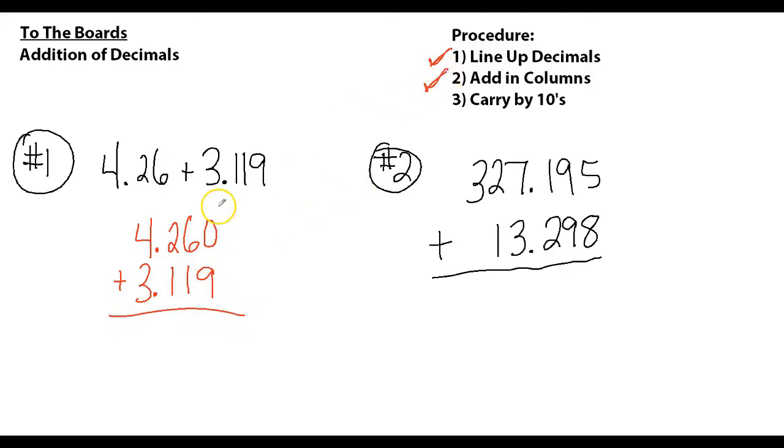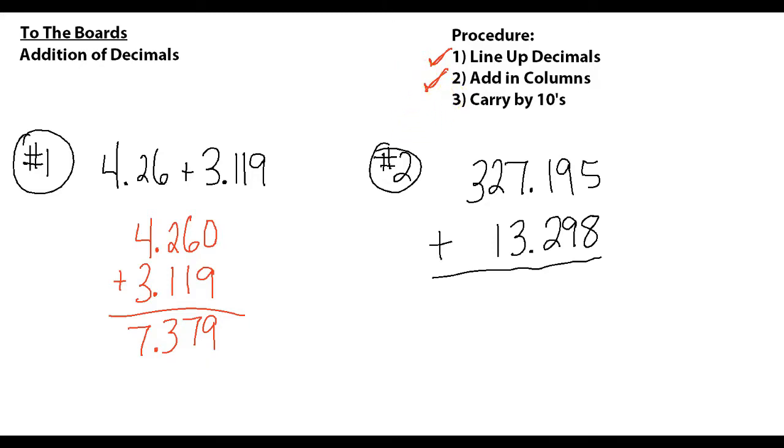Now we need to add the columns. So when I add this column, I get 9. When I add this column, 6 plus 1, I get 7. 2 plus 1 is 3. And 4 plus 3 is 7. So my final answer is 7.379. Notice that I didn't have to do any carrying by 10 on that problem.